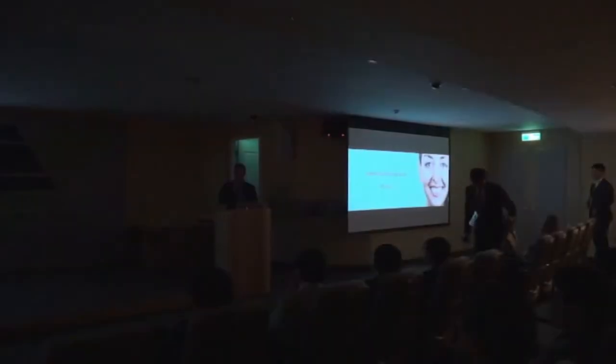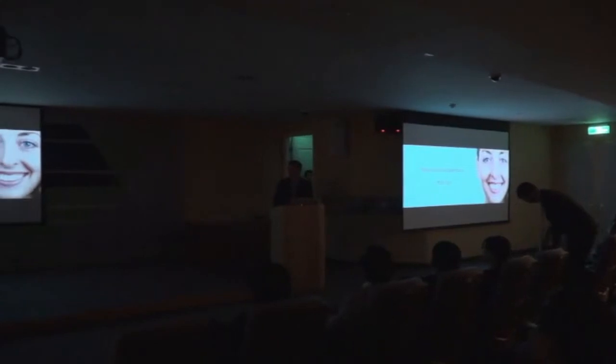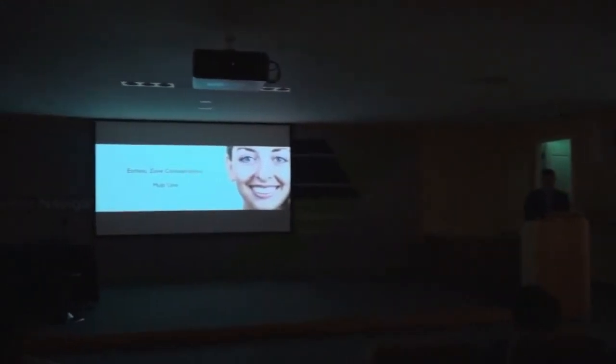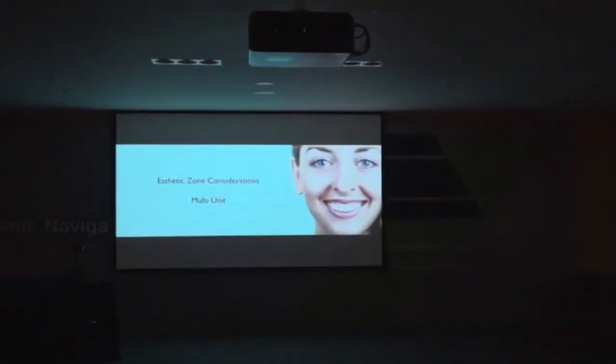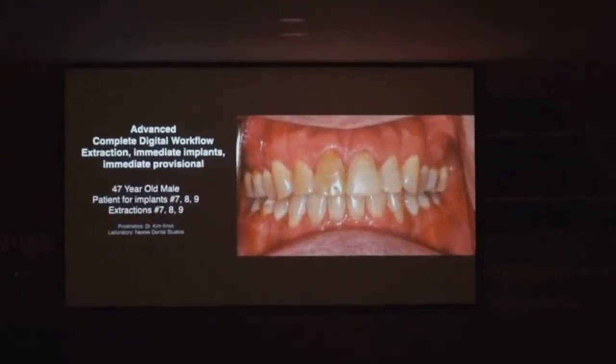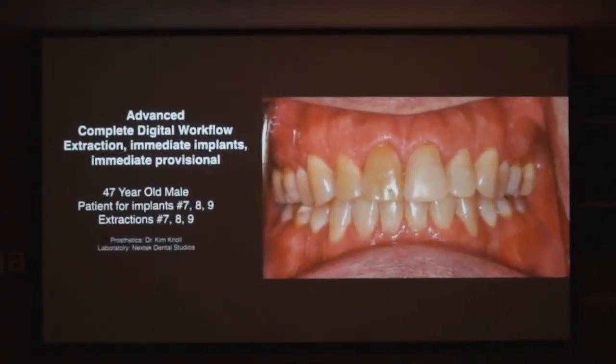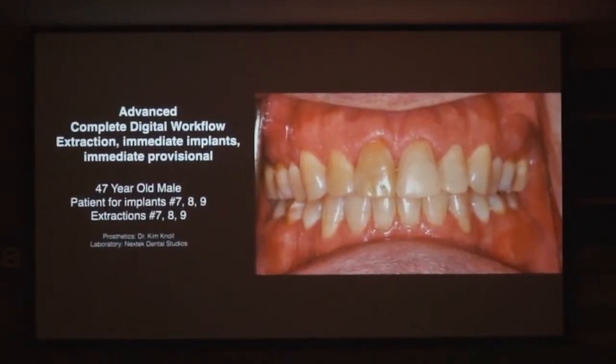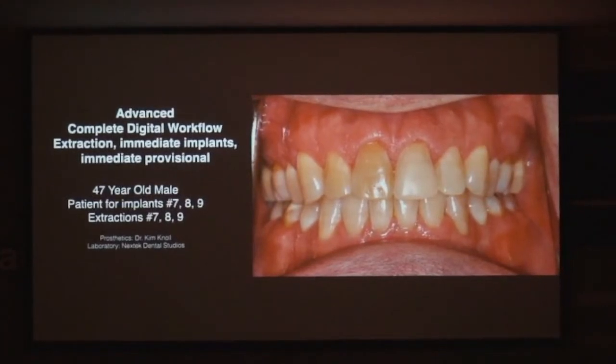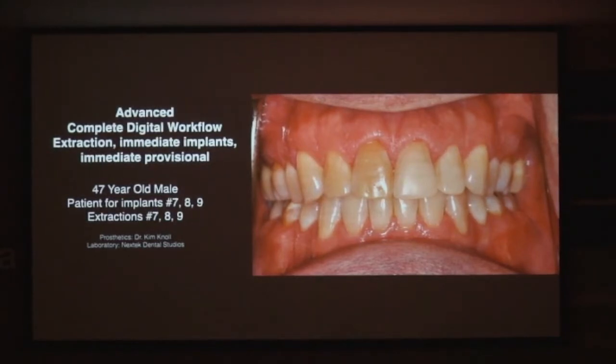All right. Well, we're going to dive into some different cases now. The next case is another aesthetic zone case, just a multi-unit. And this is, again, we're going to be extracting 7, 8, and 9. We're going to place implants, and we're going to do an immediate milled provisional. So I'm going to take you through this case.